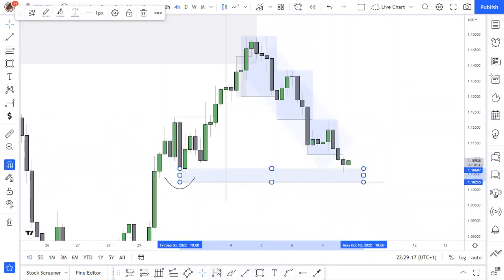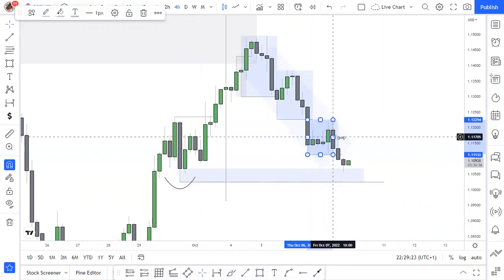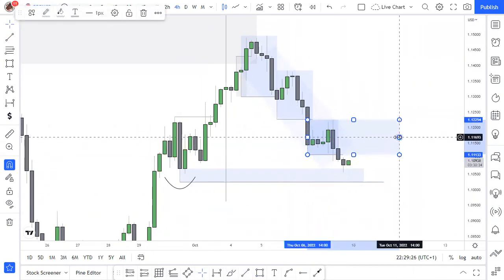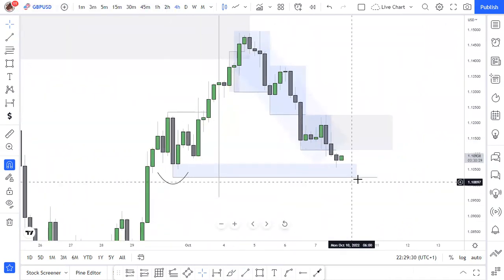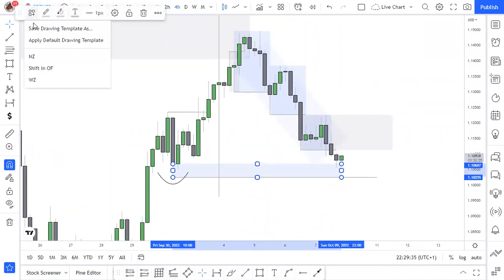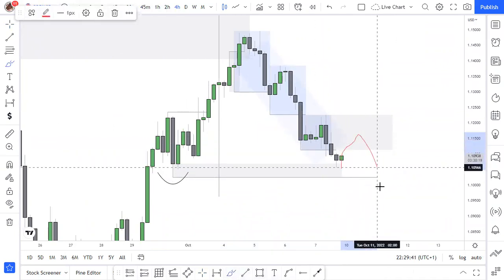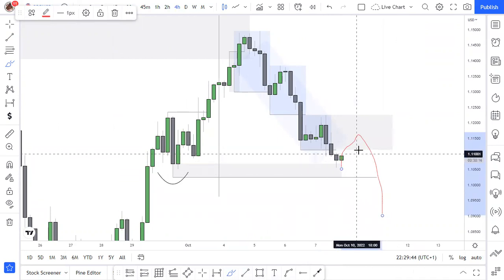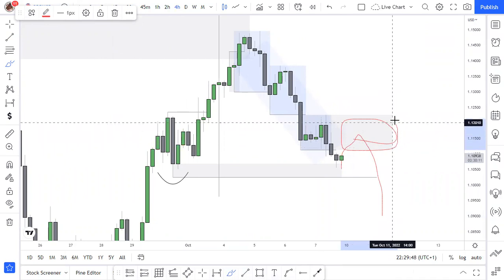But for now, I think the price is most likely going to pull back into this range here, into this supply range. This could be just, let's say, a reaction point for price. So I think price will most likely pull back into this supply range and then continue lower. So I'm really interested in taking sells from within this range.